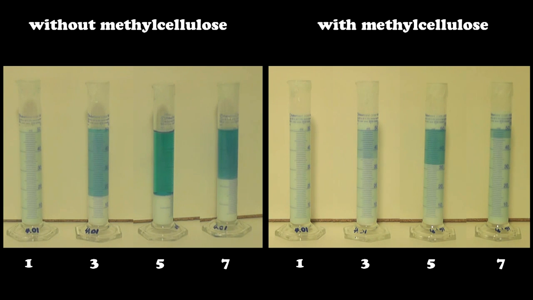It is important to note that, whilst increasing the viscosity of the right-hand suspensions slows their sedimentation rate, the relative settling rates of these suspensions remains the same. Suspensions 3 and 5 still settle at similar rates, while suspension 7 remains much slower.